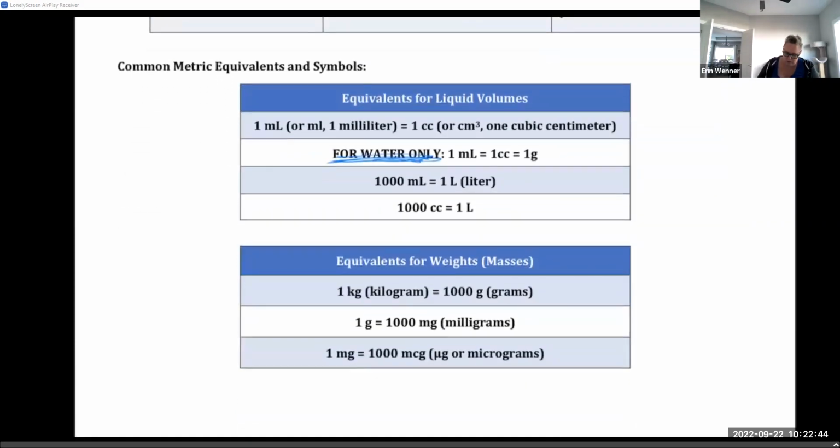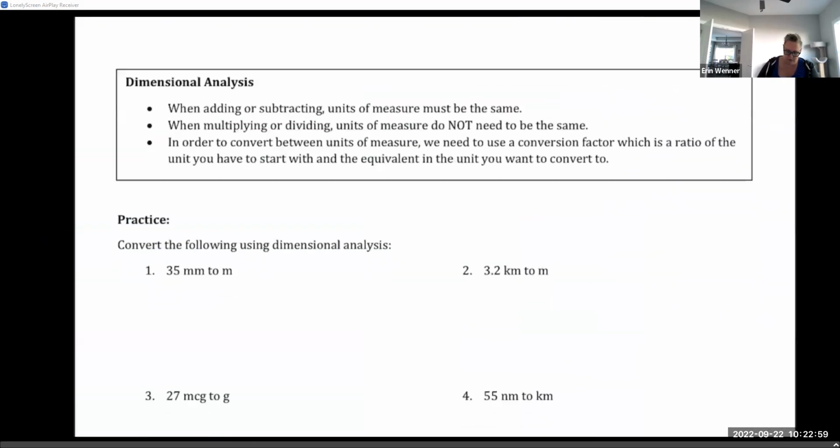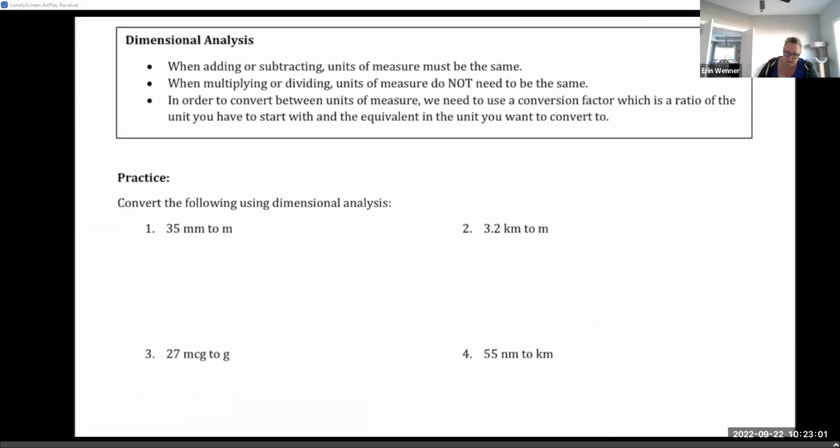And 1 kilogram equals 1,000 grams. 1 gram is 1,000 milligrams. And 1 milligram is 1,000 micrograms. So let's do some conversions with these. So this is called dimensional analysis. So adding, subtracting, units of measure must be the same. When multiplying or dividing, units of measure do not need to be the same. In order to convert between units of measure, we need to use a conversion factor, which is a ratio of the unit you have to start with and the equivalent in the unit you want to convert to.